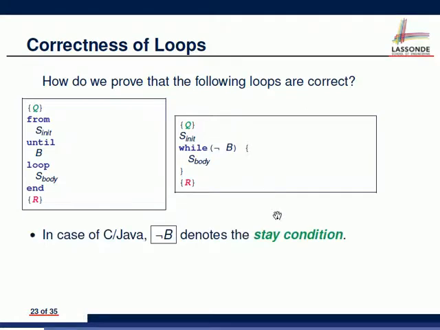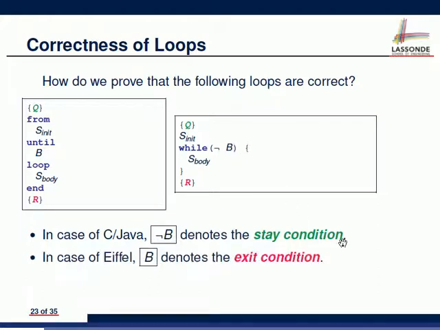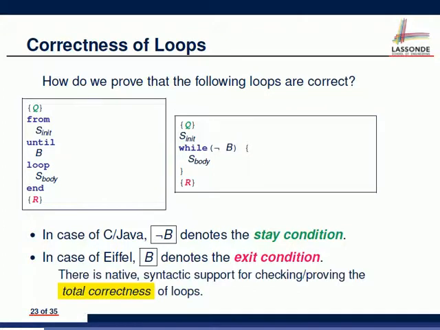Okay, so now again, in Java and C or the C family language, whatever condition is specified is a stay condition. And in the case of the loop, if you want to get equivalent loops, you'll simply negate the stay condition. That'll be the exit condition. Okay, it should be fairly straightforward.